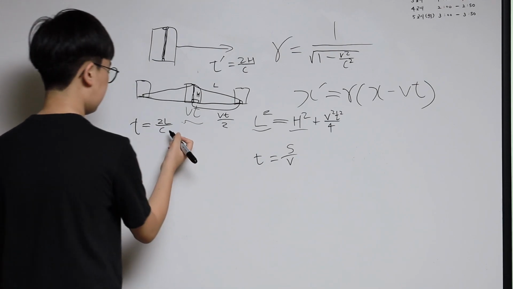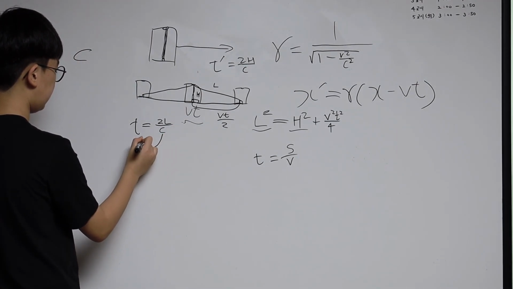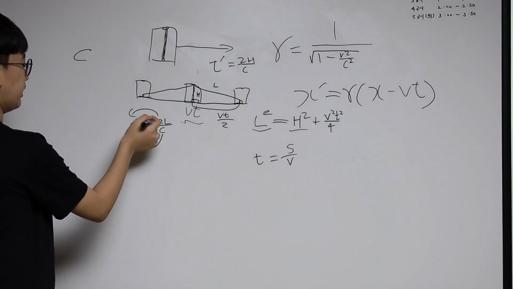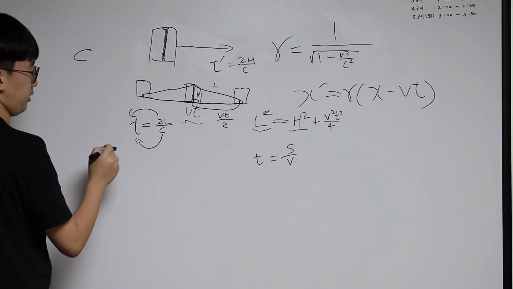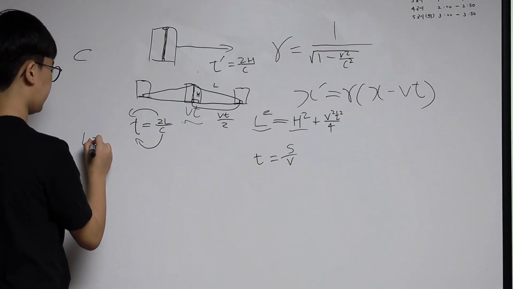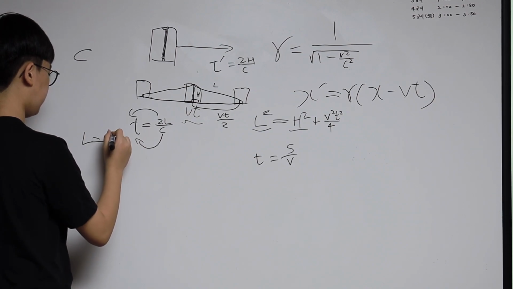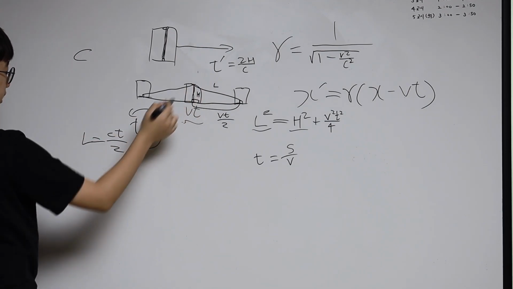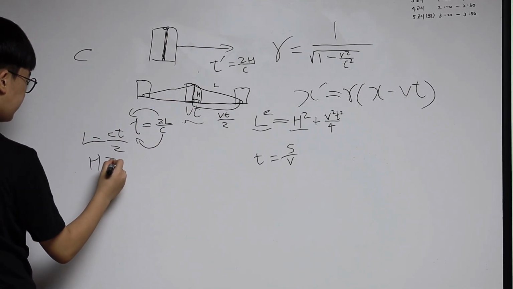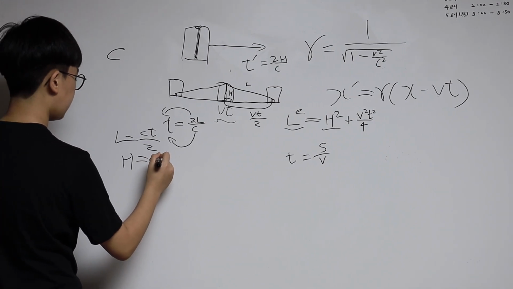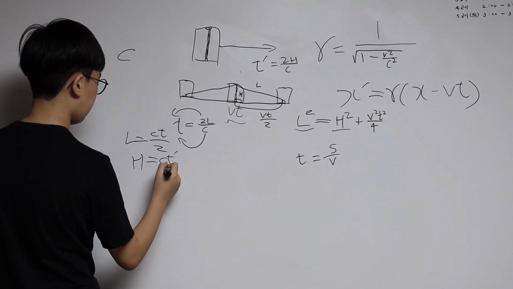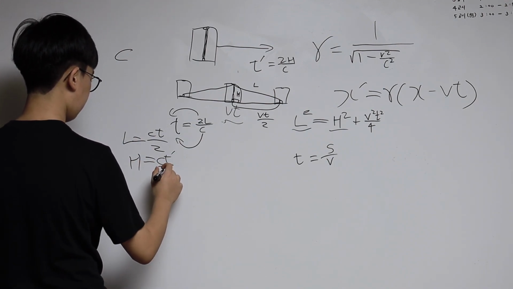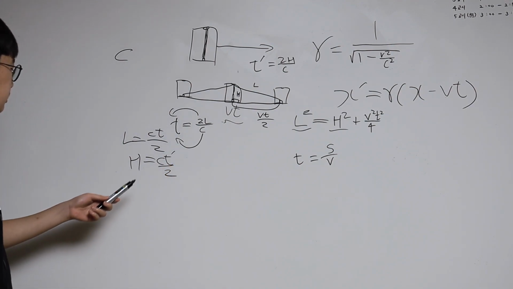So now we move this c into here and 2 into here, so we multiply c to the t and then divide ct by 2. So L would equal ct over 2, and then H would equal the same way: H would equal ct prime over 2, like that.